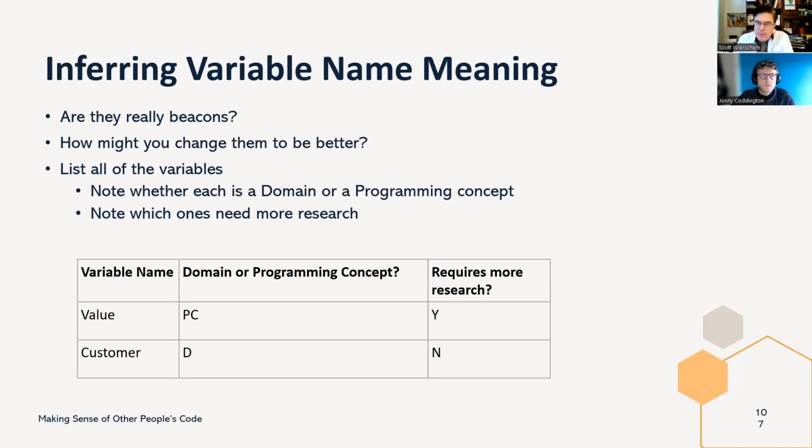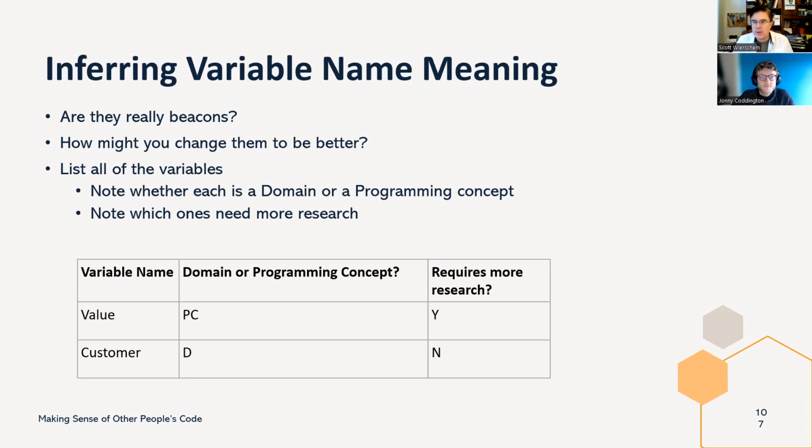Inferring the variable name meaning. So the variables are supposed to be beacons to help readers to understand the code, right? Any idiot can write code that a computer understands. The hard work is writing code that people understand. So it's good to pay attention to the variable names. If you find an unhelpful one like value, maybe you give it a more useful name.